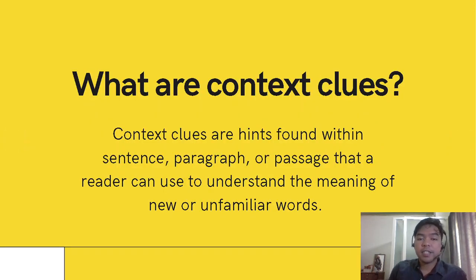What are context clues? Context clues are hints found within a sentence, paragraph, or passage that a reader can use to understand the meaning of new or unfamiliar words. So if you are reading a book or taking an exam or a test, and you encounter an unfamiliar word, you look for hints within the same paragraph or sentence to help you understand what that unfamiliar word means.